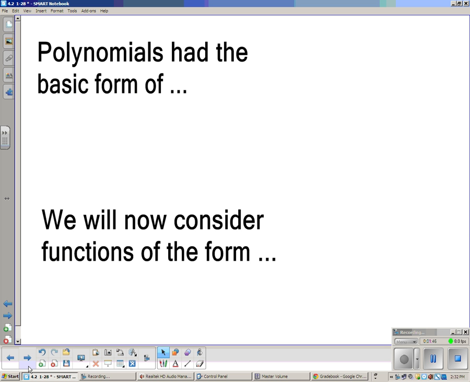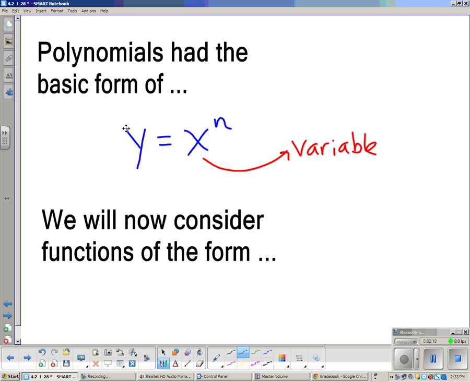Okay, so back to polynomials, which we did in chapter 3. Polynomials had the basic form of y equals x to some variable exponent. Depending on how many terms we actually have, that's our most basic form for a polynomial. We deal with a base that's a variable, so that would be our x value here. Variable base. And then our exponent is where we have a real number.